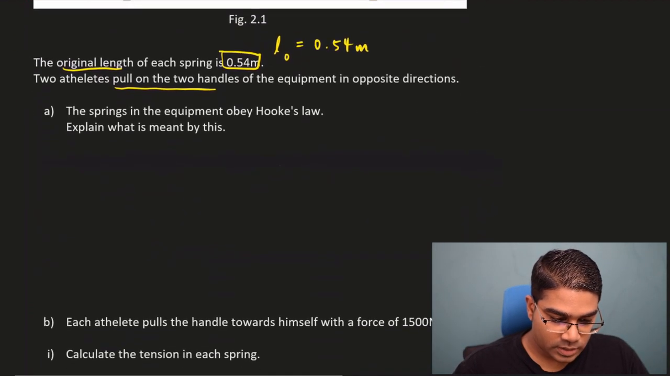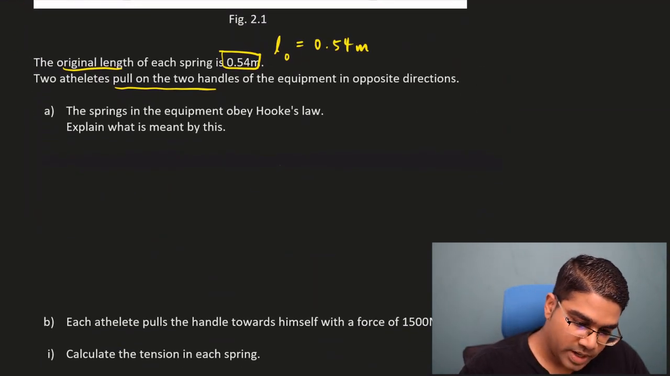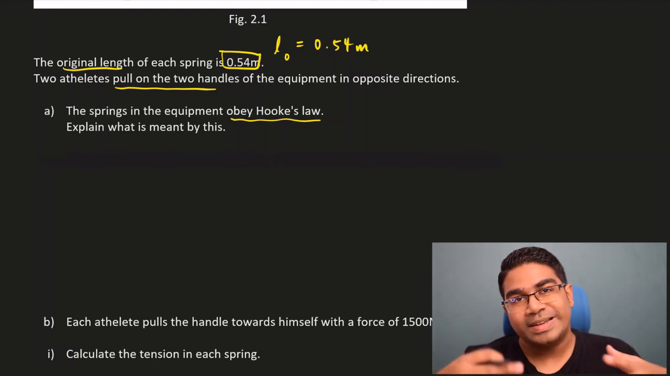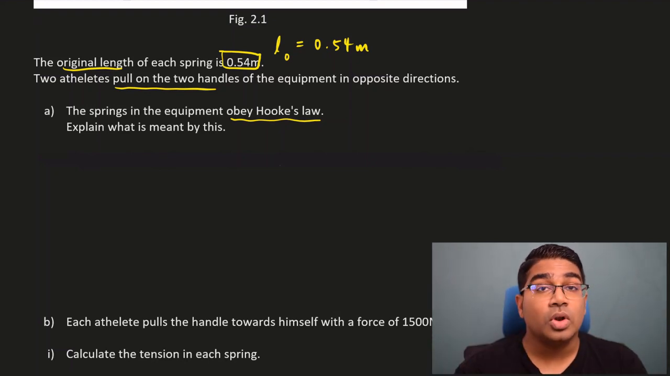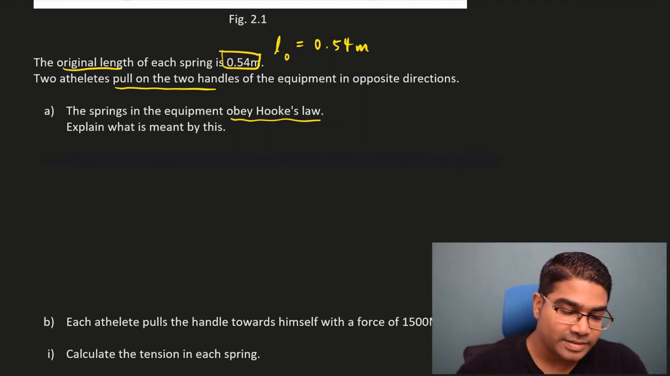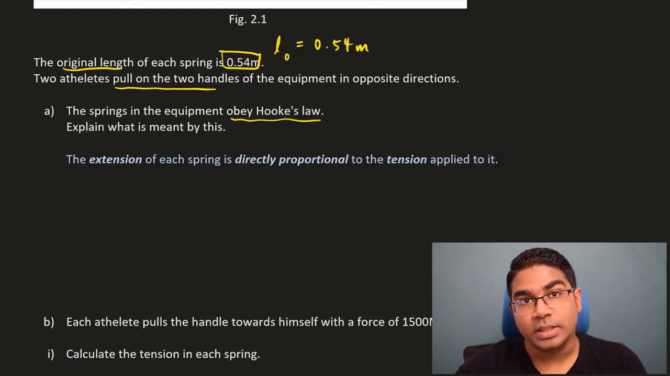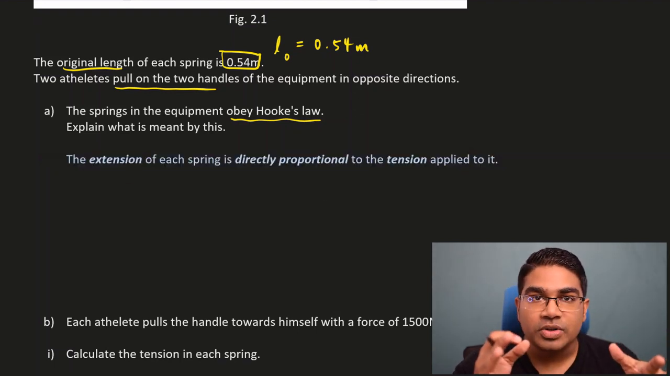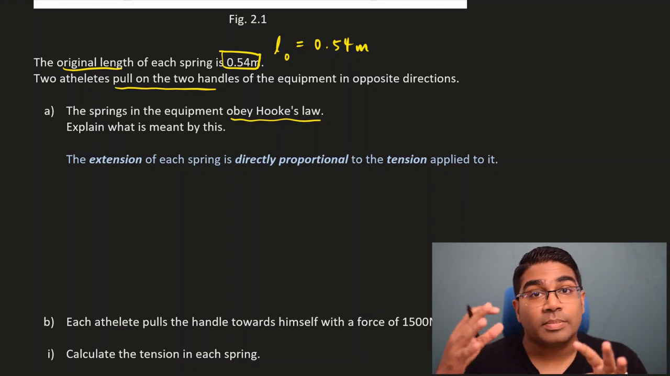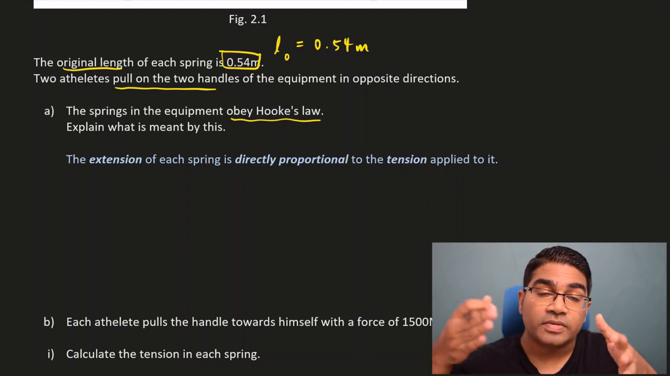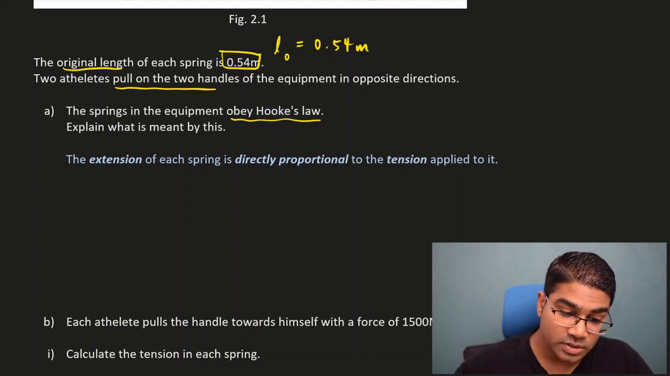Now the spring in the equipment obeys Hooke's law. The springs obey Hooke's law. Explain what is meant by this. So what does it mean when a spring obeys Hooke's law? Hooke's law simply states that the extension of each spring is directly proportional to the force applied to it. In this case, it's the tension force. So the extension of each spring is directly proportional to the tension applied. This is Hooke's law, very simply.